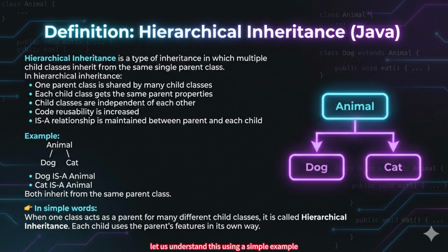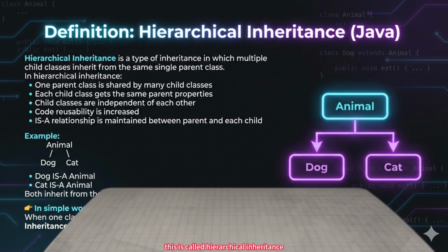Let us understand this using a simple example. Imagine a class called Animal. Now, both Dog and Cat are animals. So here, Dog is an Animal. Cat is an Animal. But Dog is not a Cat, and Cat is not a Dog. So the structure looks like this. Animal at the top. Dog and Cat below it. Both are connected to the same parent. This is called hierarchical inheritance.